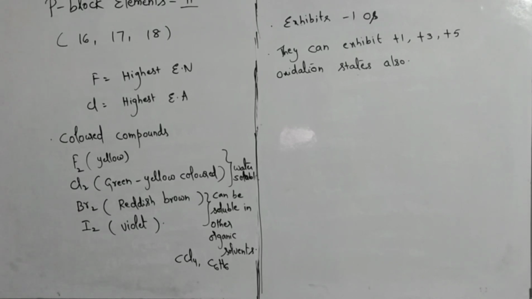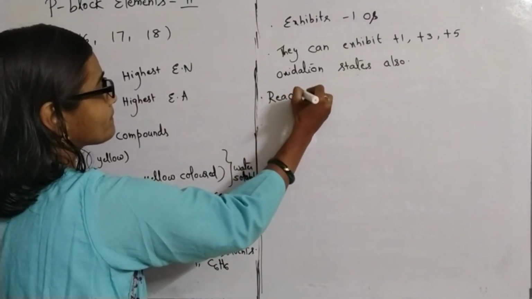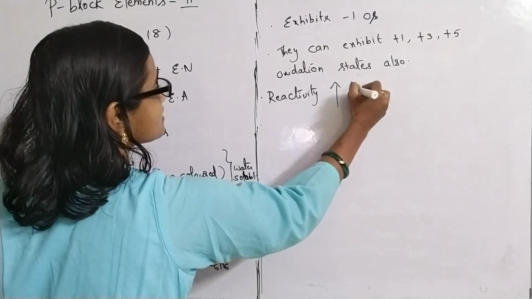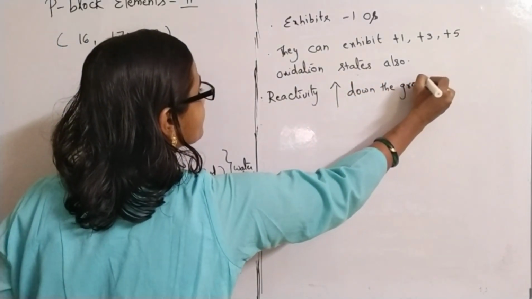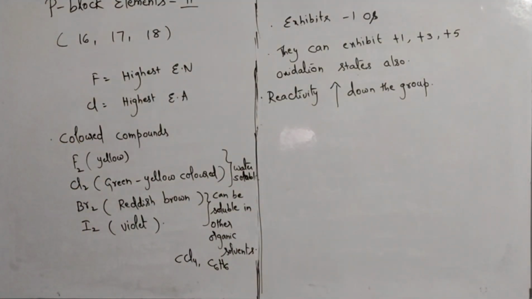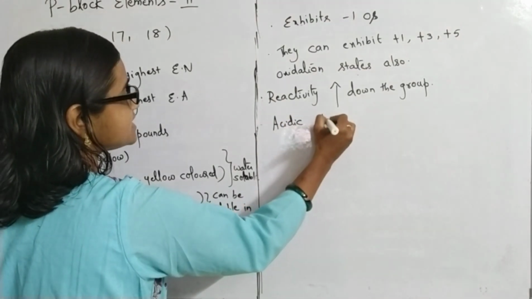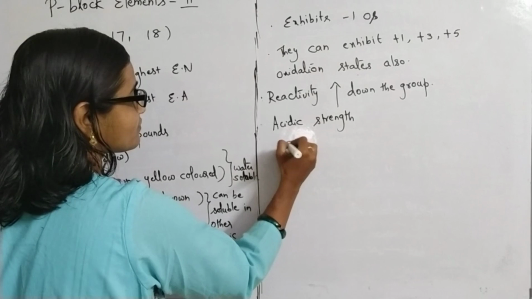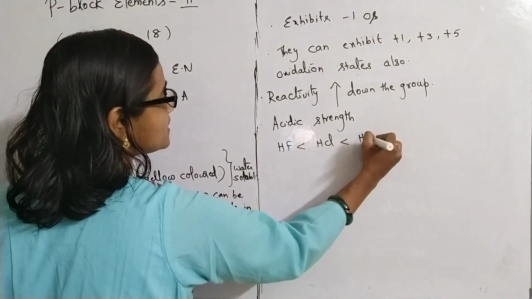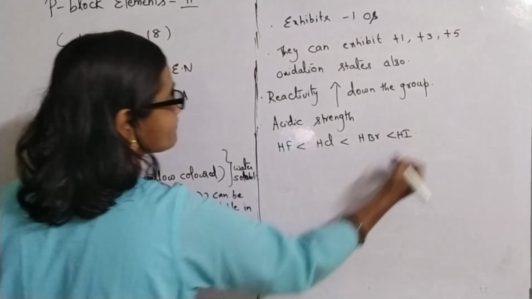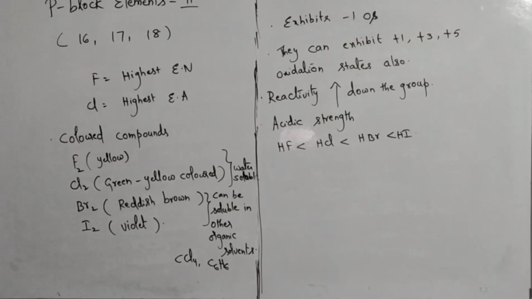Okay, so these elements are highly reactive and the reactivity increases down the group. Please remember these points. Reactivity of fluorine, chlorine, bromine, iodine increases down the group. Okay, acidic strength of these acids, they form acids like HF. If you go for acidic strength, HF is less than HCl, is less than HBr, is less than HI. So this will be the acidic strength of their acids.